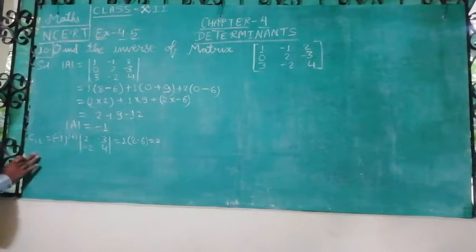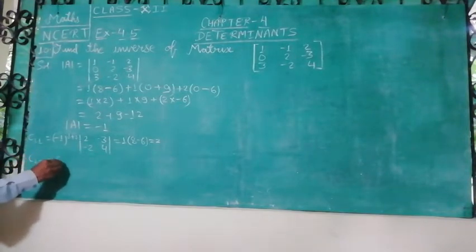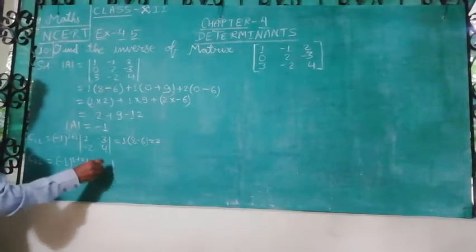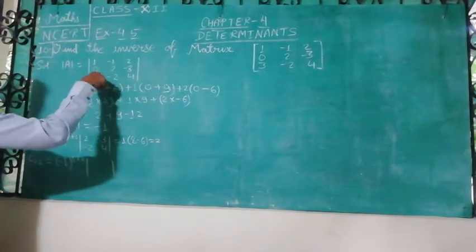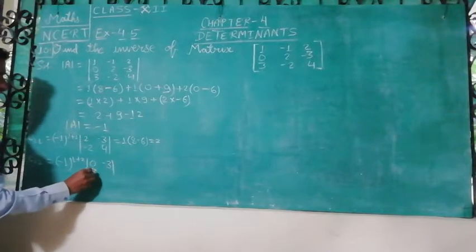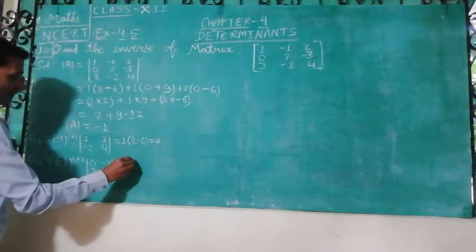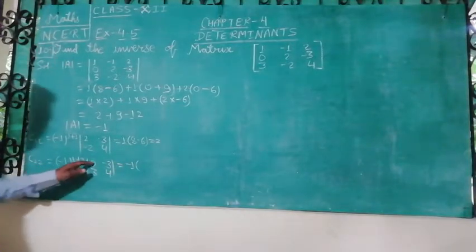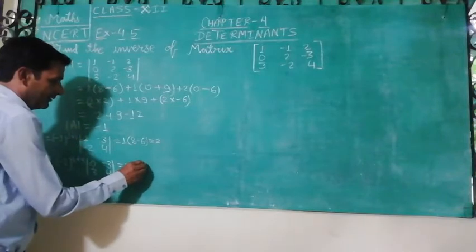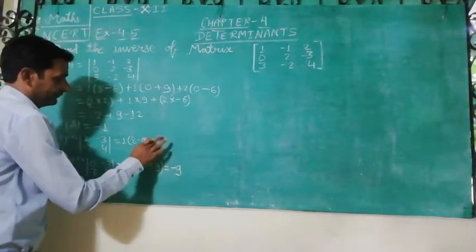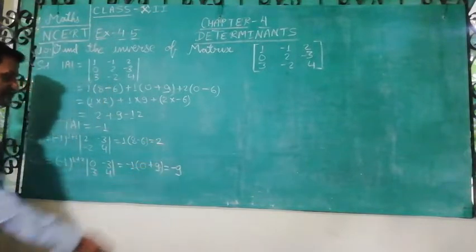Now C12 will be equal to (-1) raised to the power 1 plus 2, with the minor 0, -3; 3, 4. So it will be equal to -1 into, because here it is an odd number, 1 plus 2 is 3, which is an odd number, 0 plus 9, so it will become negative 9. Here it is 2, here it is -9.